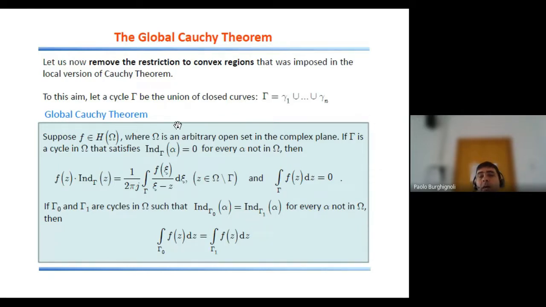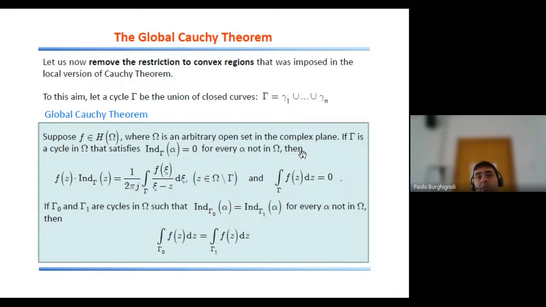That's only an open set, an arbitrary open set in the complex plane. So we don't need convexity. If gamma is a cycle in omega, so the union of a finite number of curves, that satisfies the condition that the index of the point alpha is equal to 0 with respect to omega for every alpha outside omega. Okay, so this cycle does not wind around any point outside omega, in other terms.